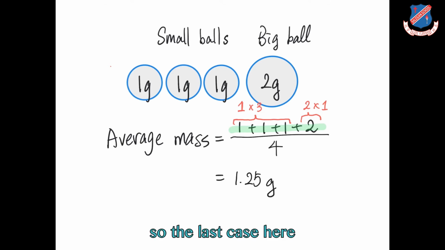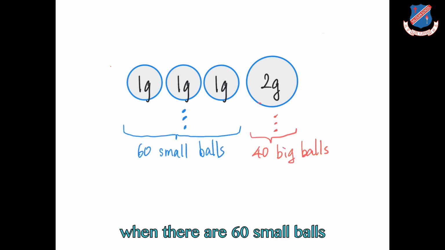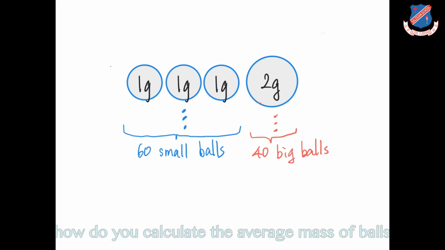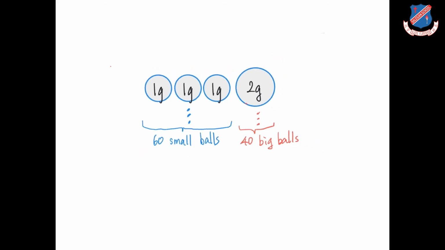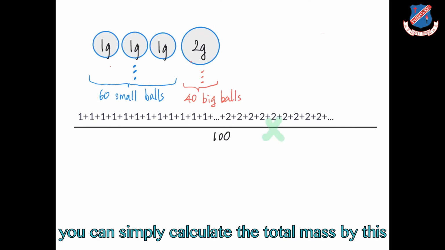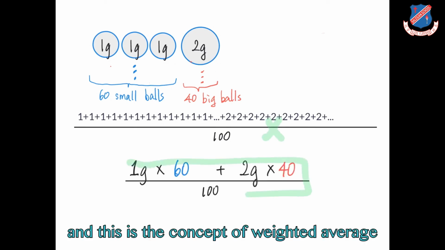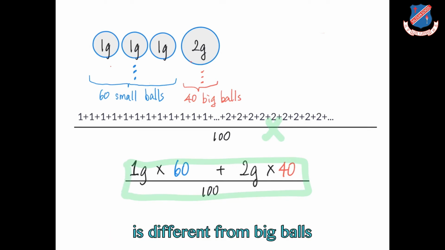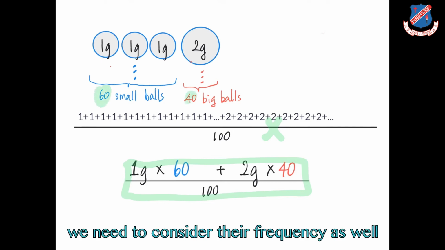So the last case here, when there are 60 small balls and 40 big balls, how do you calculate the average mass of balls? Like this? Of course not. You can simply calculate the total mass by this. And this is the concept of weight average. When the number of small balls is different from big balls, we need to consider their frequency as well.